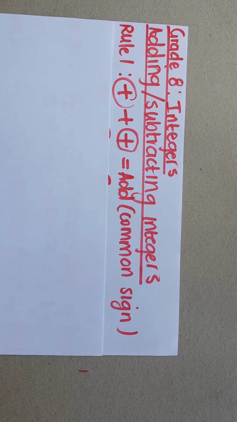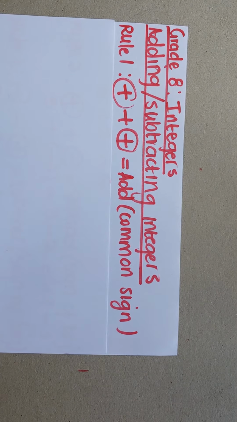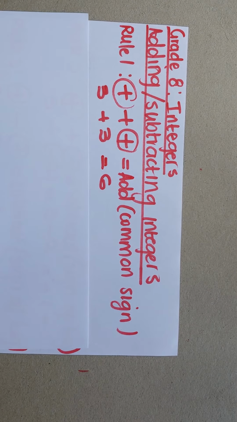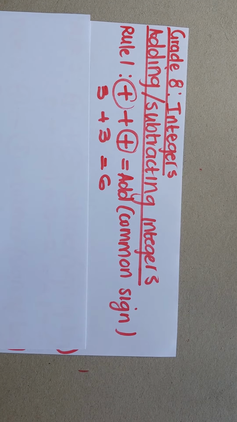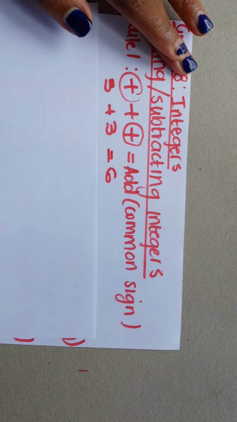Rule number 1 says when you add a positive and a positive, you need to add the integers and take the common sign. So in this case, we have positive 3 plus positive 3, which will give us 6. It's positive because both signs are positive.